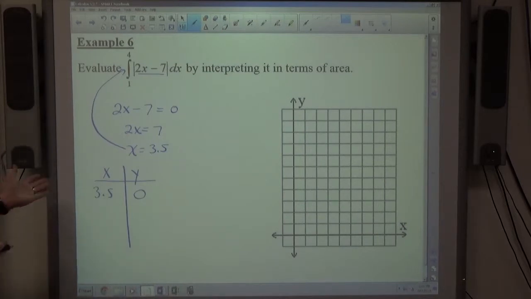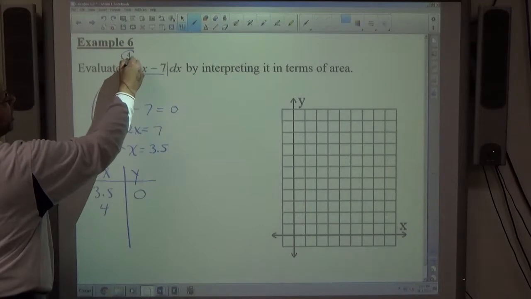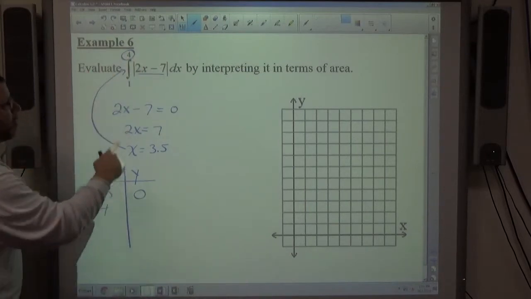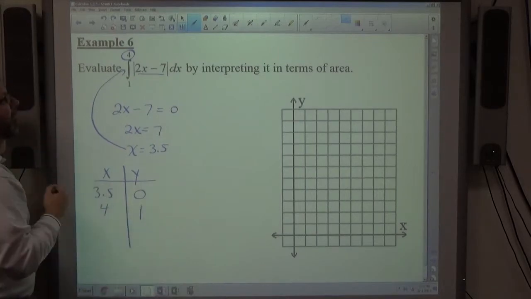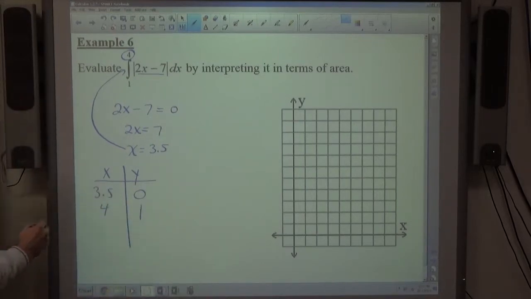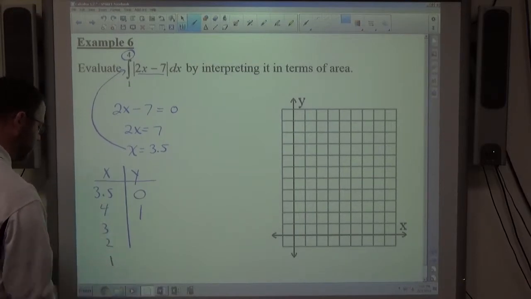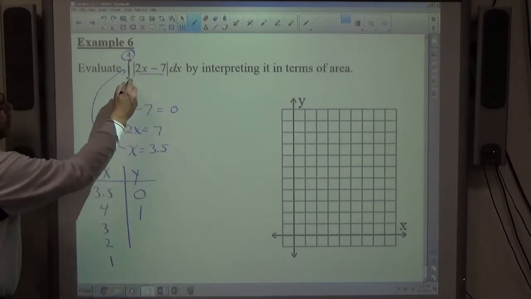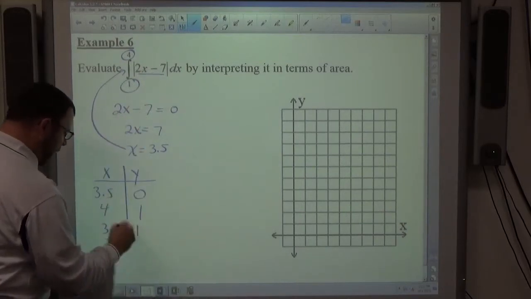If I pick something bigger than 3.5, such as 4, and I wouldn't want to pick anything bigger than 4 because that's the top of my interval, 4 times 2 is 8, 8 minus 7 is 1, the absolute value of 1 is 1. If I pick something less than 3.5, let's go with 3 or 2 or 1. I wouldn't want to go below 1 because 1 is the bottom of my interval. So double it, subtract 7. So 3 times 2 is 6, minus 7 is negative 1. Absolute value bars make it positive 1.